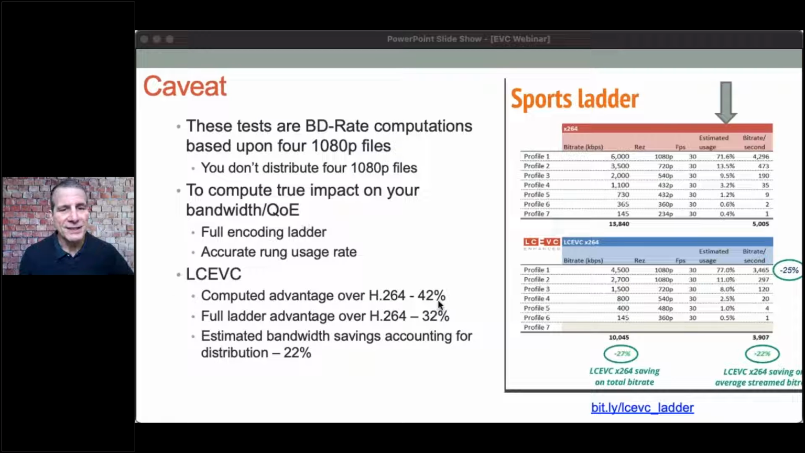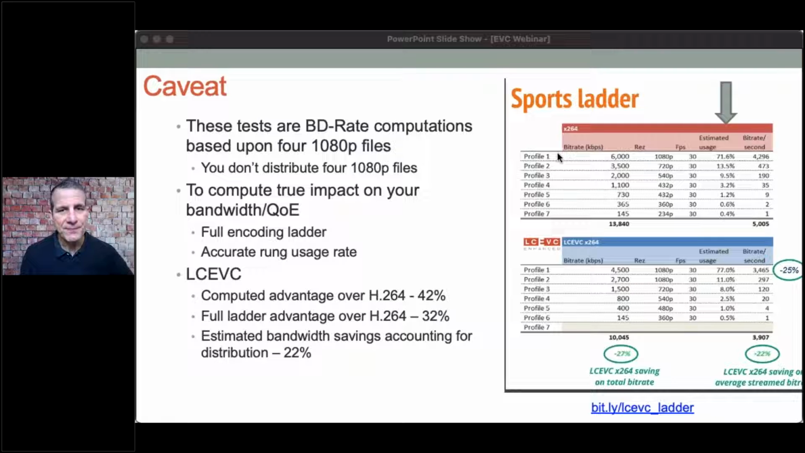Now, when I looked at H.264 compared to LCEVC with x264 as a base layer, I found that LCEVC using BD rate stats was around 42% more efficient. If I just looked at the encoding ladder implementations, the full ladder advantage over H.264 was 32%. And I'm looking at the bottom left of the slide here. Now, once I took into account the estimated usage, which rungs were actually being viewed by the most viewers, that reduced the overall bandwidth savings to 22%. Now, it's a lower number, but it's a much more realistic number, and 22% is actually pretty good for implementing a new codec. It's just, we hear 50%, we hear 40%. If it's BD rate, you're not going to realize all that.